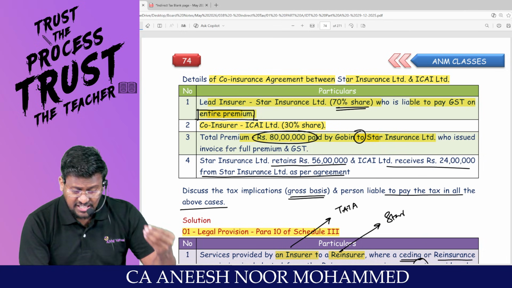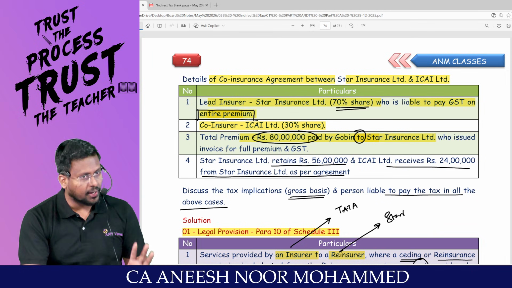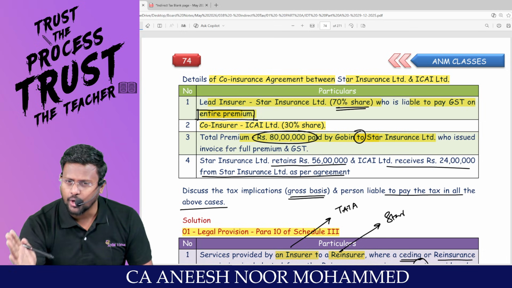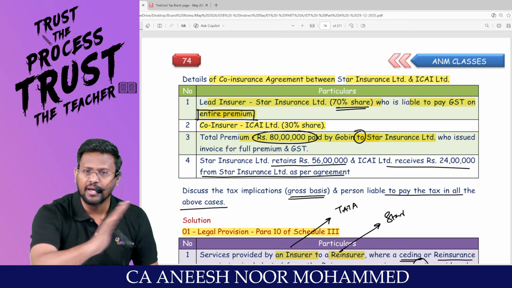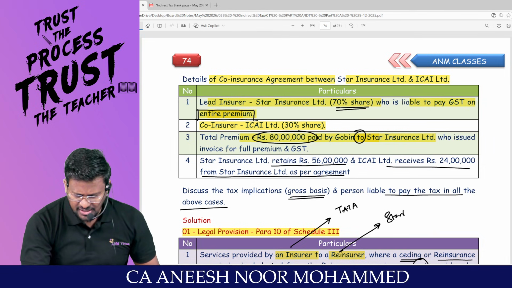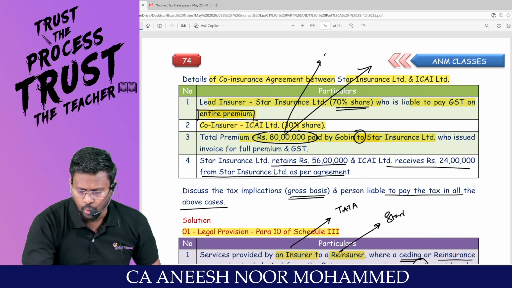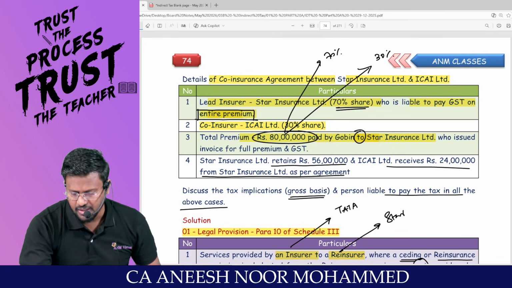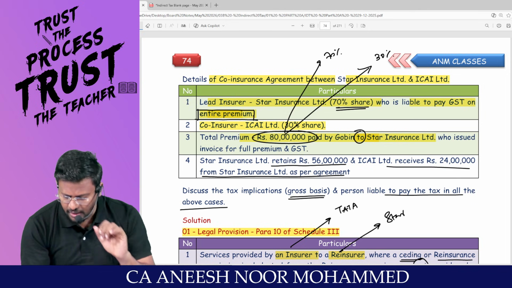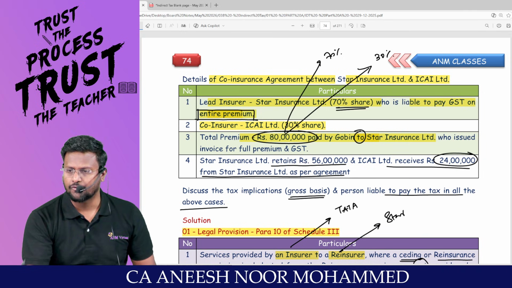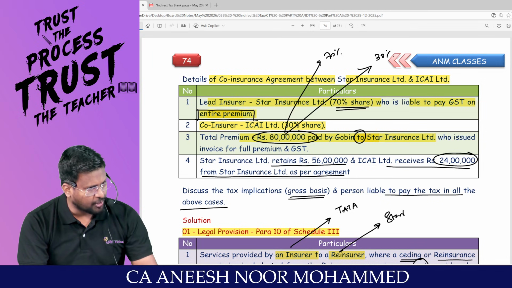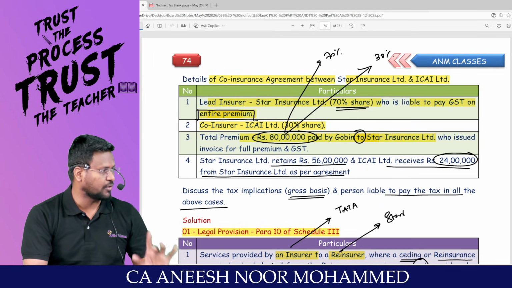If GST has been paid by the lead insurer, then the services provided by the co-insurer to the lead insurer will neither be treated as supply of goods nor be treated as supply of services. Because this 80 lakhs only we have bifurcated into two, like 70% and 30%. Am I right? Then why are you again charging GST on this 24 lakh? It will lead to double taxation. It will neither be treated as supply of goods nor supply of services.